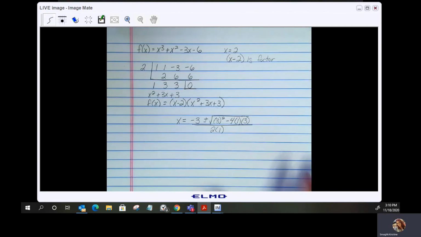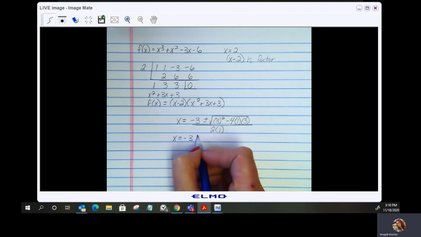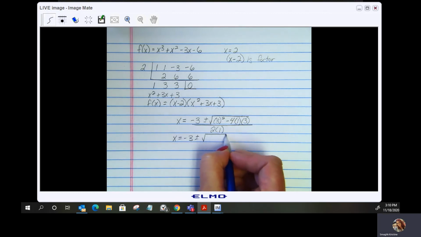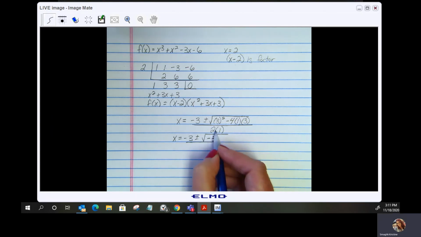And now we're just going to simplify. x equals negative 3 plus or minus the square root of, okay, this is 9 minus 12. So 9 minus 12 is negative 3, all over 2 times 1 is 2.